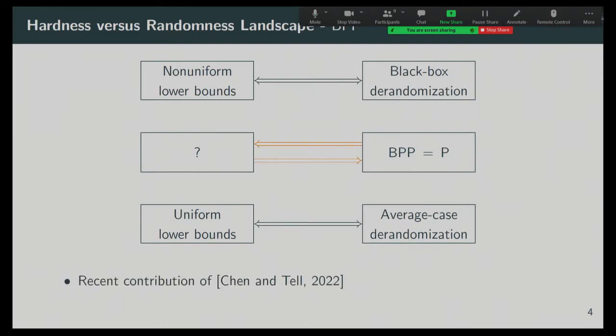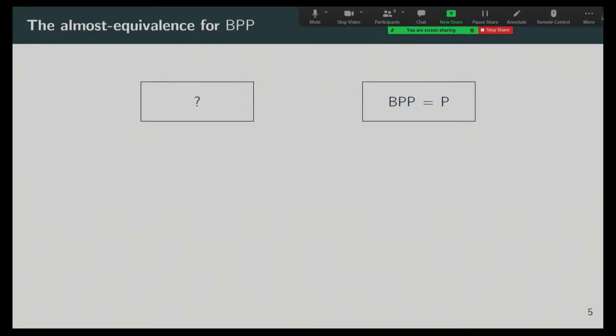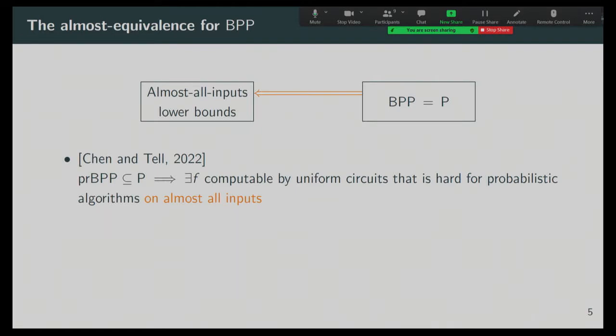And this was addressed by Liu and Pass from the earlier presentation, right? They identified this new type of lower bound that is implied by BPP equals P and also implies it, right? So this lower bound, you already know, it's of the type almost all inputs, right? And the specific result, simplified here, that they prove is first, in this direction, if we can derandomize BPP, then there exists this hard function that is computable by uniform circuits, right?